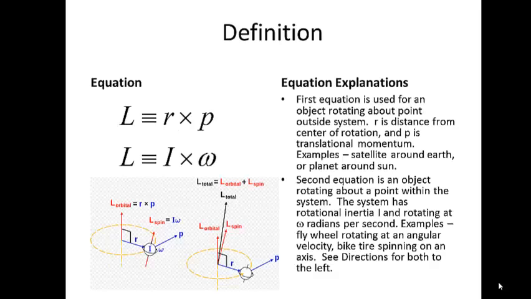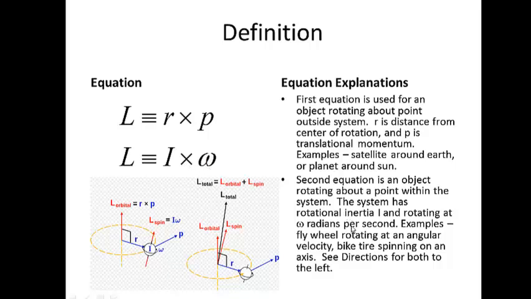Let's get started. Definition of angular momentum. We have two equations here on the left. Angular momentum, symbol L, is equivalent to R cross P, R being radius, P being translational momentum. Another equation for angular momentum for a rigid body is I cross omega.